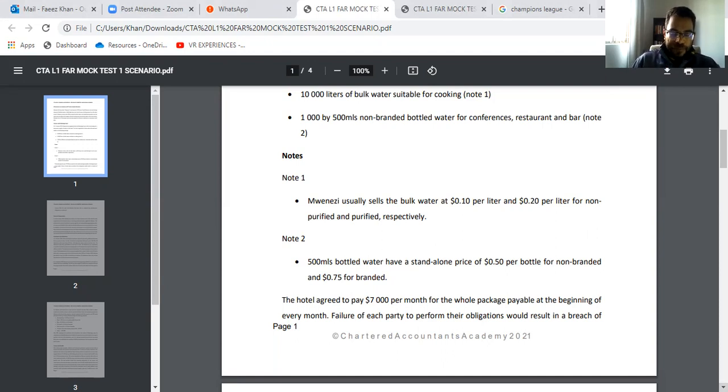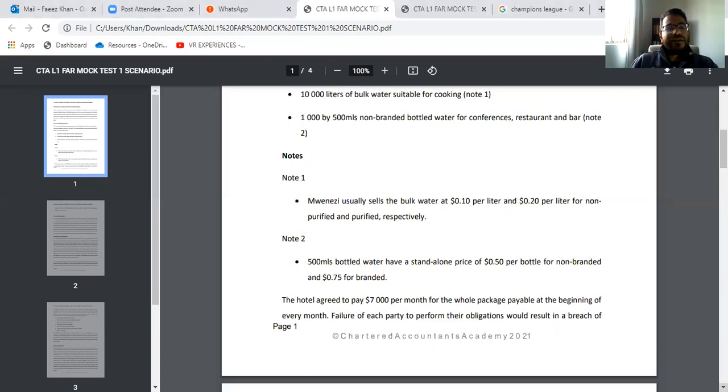For IFRS 15, which deals with a 5-step model, remember he is entering into a contract, or having discussions regarding a contract, where Mwanezi sells water to the hotel. If the agreement goes through, the hotel would be a customer of Mwanezi. Why? Because they are transacting where Mwanezi is selling something in the ordinary course of its business. The ordinary course of Mwanezi's business is selling water. So as a result, the hotel would become a customer.